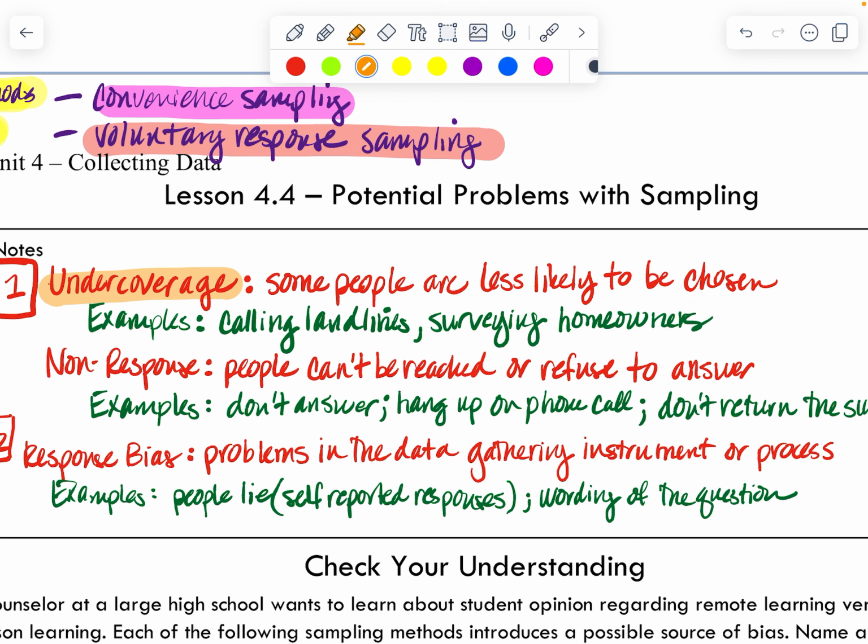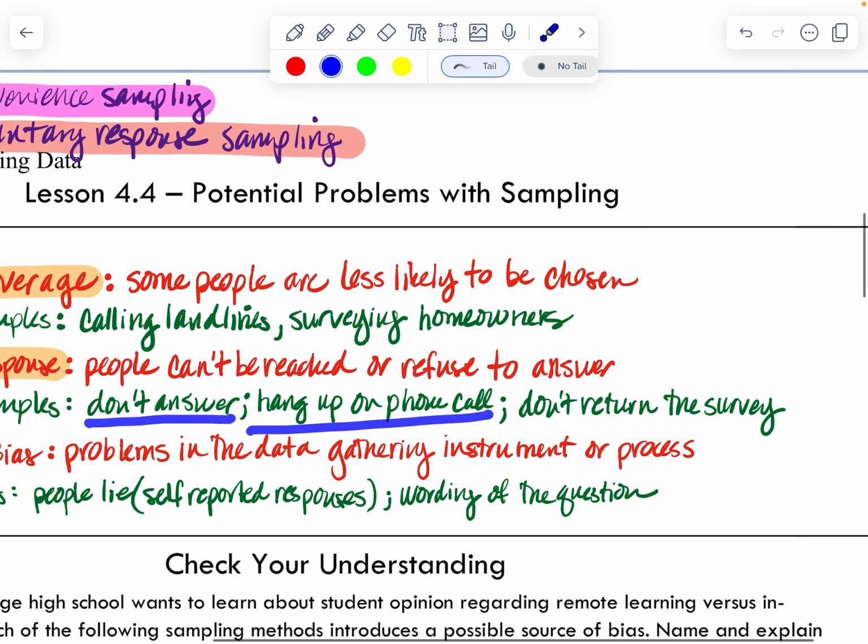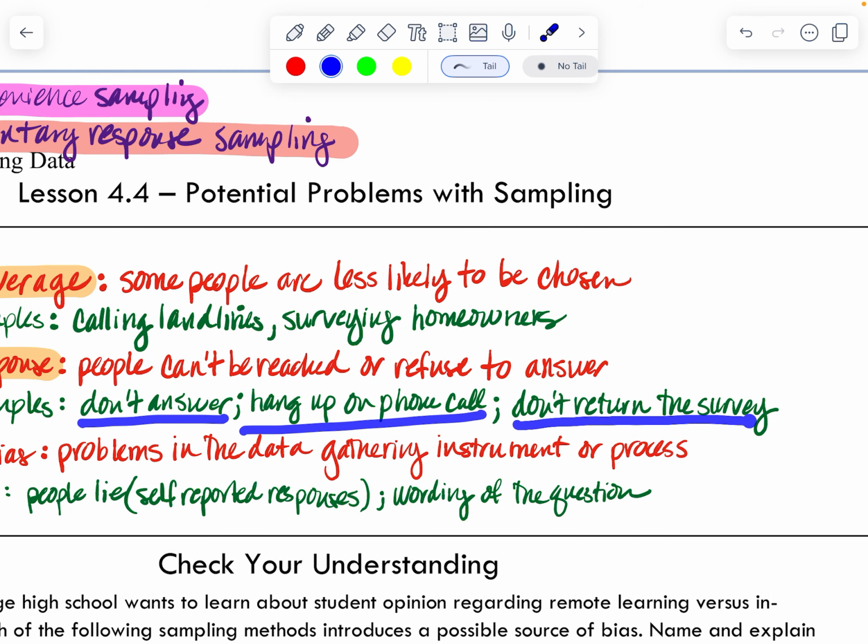Another type of bias that shows up is non-response. So non-response, that's the situation when people either can't be reached or they refuse to answer. So we had that show up a couple times in those scenarios. So example, like they don't answer the phone, they hang up on the phone call, they get mailed a survey and they don't return the survey. All of those are situations that are non-response.